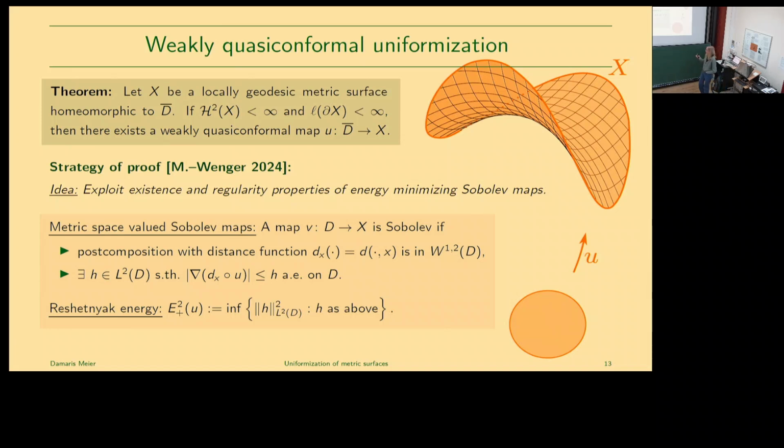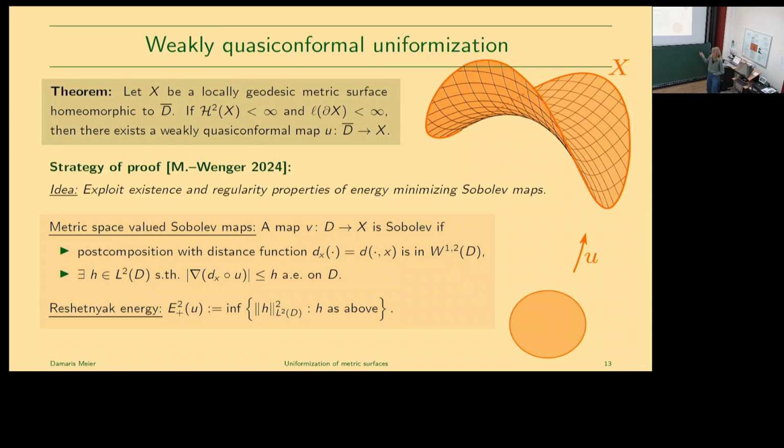So we say that a map from the disk to X is Sobolev if, when we post-compose it with a distance function to a point, it's in the classical Sobolev space W^{1,2}. And we also find this h here, an L2 function, such that the absolute value of the weak differential of this post-composition is almost everywhere bounded by this h.